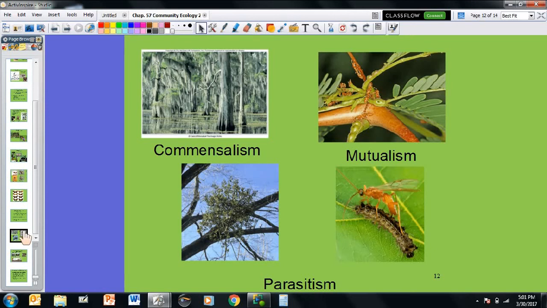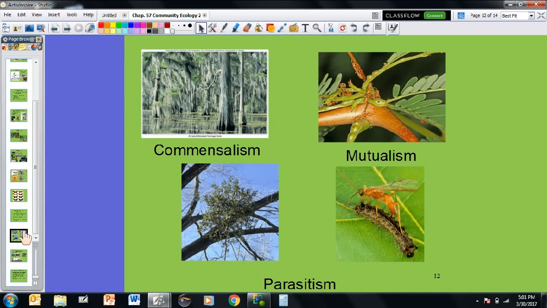The second form is mutualism. In this case, both organisms are helped. My picture is ants on an acacia tree. The ants build a nest in the acacia trees, and they consume the sap that's on the inside. That is their only food source, and because of that, they will defend the tree as their territory.